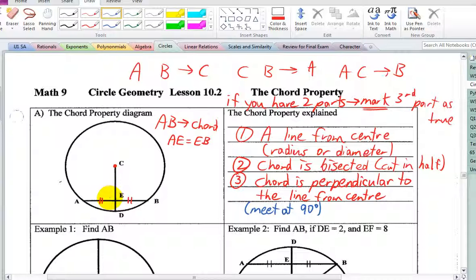So you should put a blue 90-degree symbol on there. Now you don't have to mark all of them as 90, you just need to mark one. But in fact, yes, the whole thing, it's 90, 90, 90, 90. But you just need to mark one of them as 90. So that's the 3 parts. Okay? A line from center, 90 degrees.